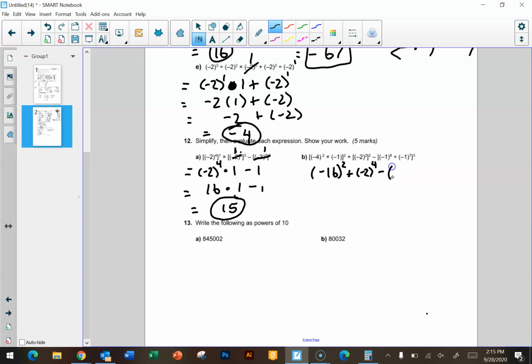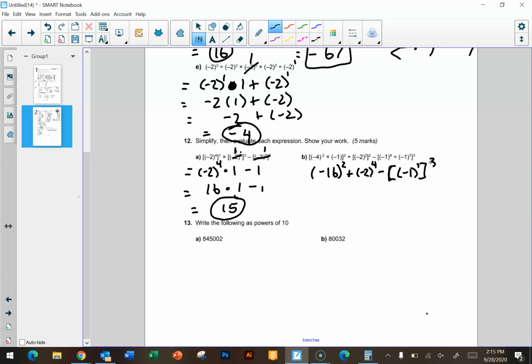Same base on this one, same base. So the base is negative 1. I'll just write a bigger bracket there, so negative 1. And then that negative 1 to the power of 8 divided by negative 1 to the power of 7, we subtract the exponents. 8 minus 7 is 1. And then that whole thing is to the power of 3.